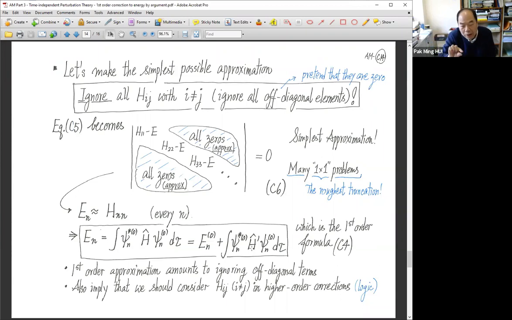That also tells us how to go forward. Second order perturbation means taking into account something of the off diagonal terms. And that is exactly what we need to do for the second order perturbation theory. Okay? So see you on Thursday.